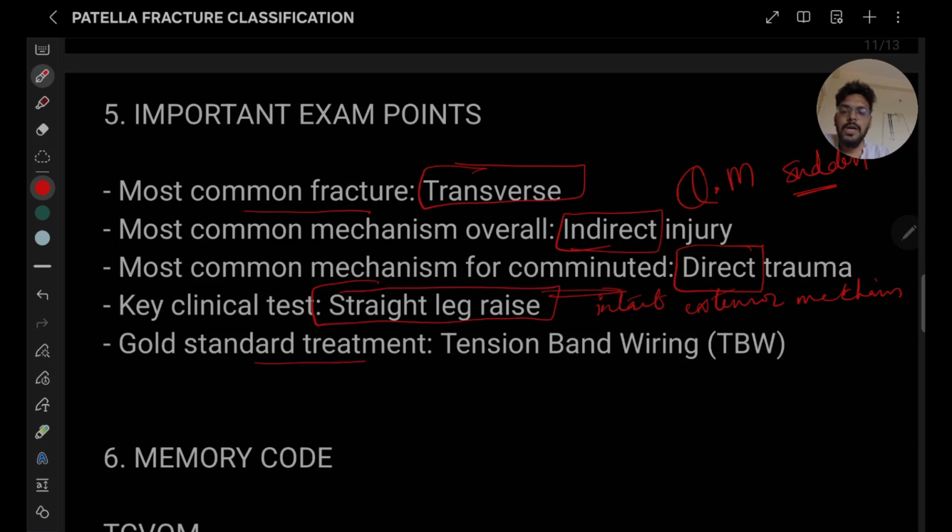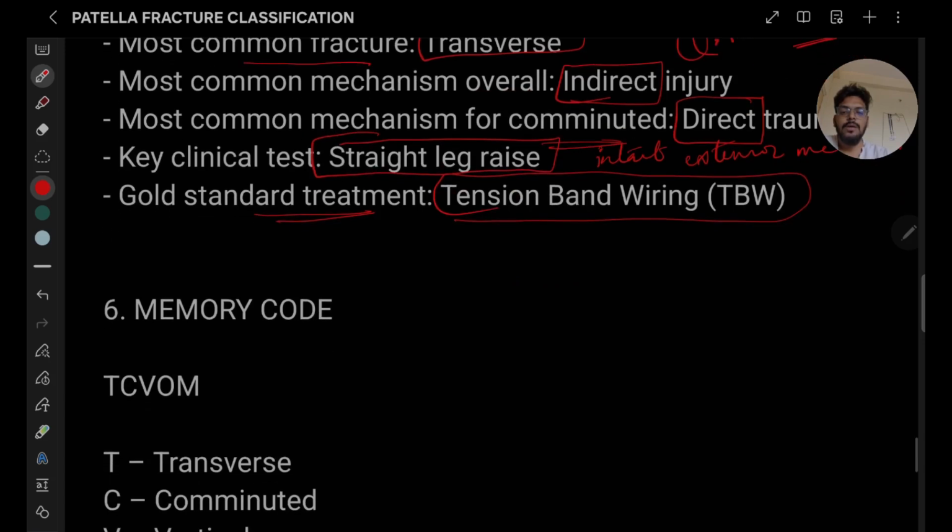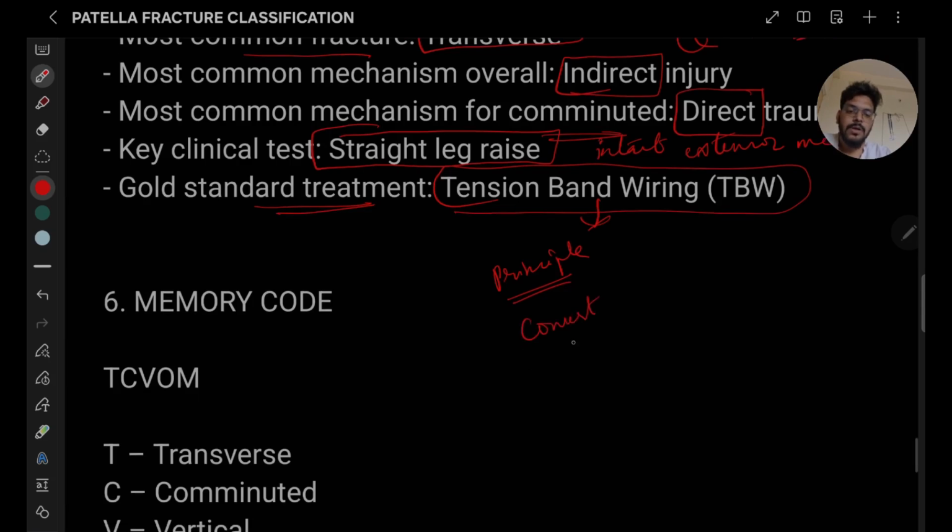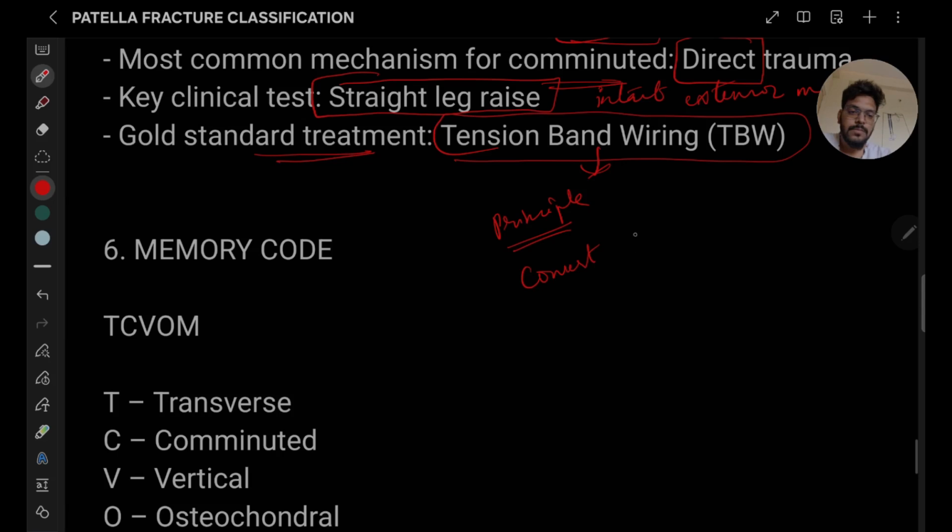The gold standard treatment for patella fracture is tension band wiring, TBW. What is the principle of tension band wiring? The principle is to convert the distractive forces into compressive forces.